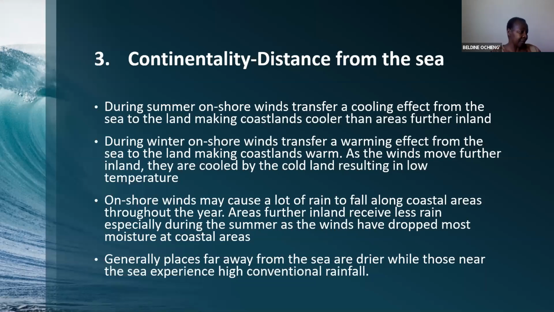During winter, onshore winds transfer a warming effect because it's a bit warmer. Onshore winds will transfer the warming effect from the sea to the land, making coastlands warm. As the winds move further inland into the continent, they are cooled by the cold land, resulting in low temperatures.